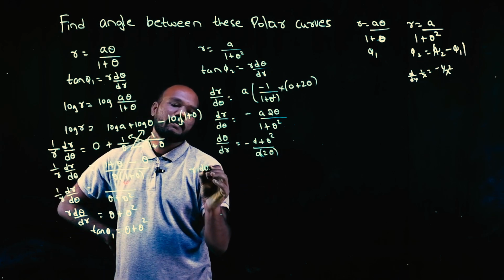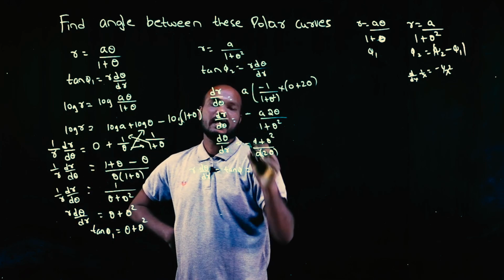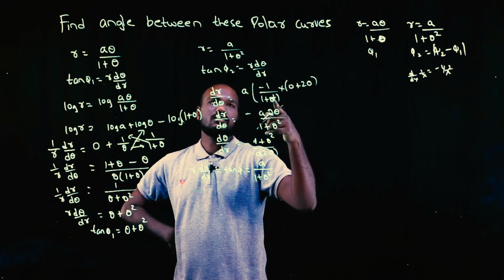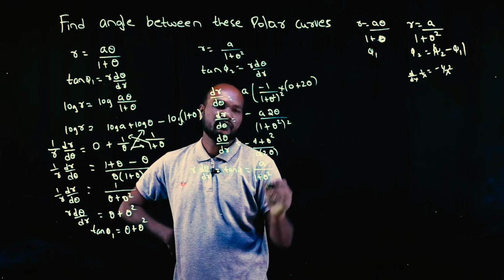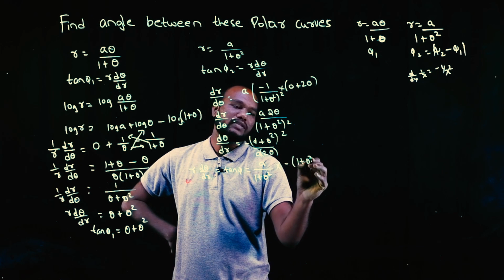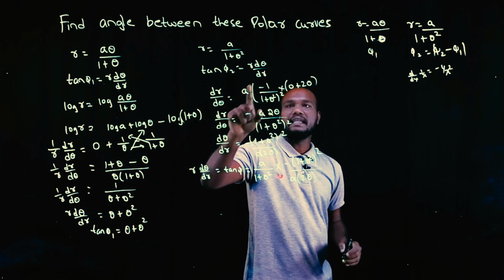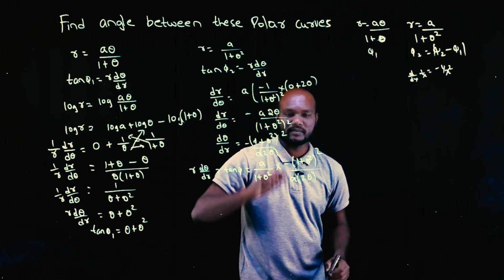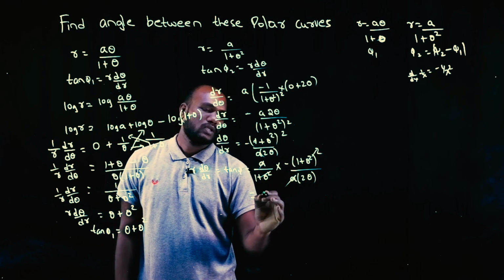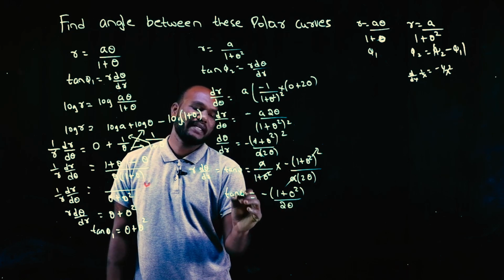So r into d theta by dr is tan phi, that is nothing but r. What is the r value? A upon 1 plus theta square, and this is whole square, no? I just missed a square here. Into minus 1 plus theta square whole square divided by a into 2 theta. See here, minus 1 by x square is there, so I missed the square two times. A can be taken out, and one factor of 1 plus theta square cancels. So minus 1 plus theta square upon 2 theta is the value of tan phi 2.